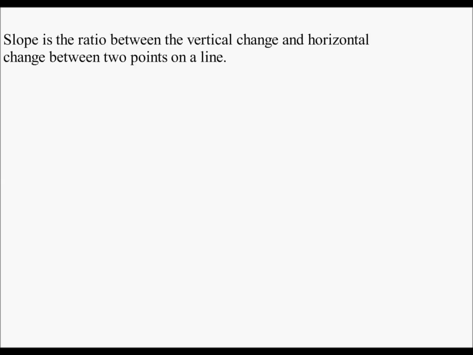Slope is also referred to as the rate of change. Let's look at the definition of slope. Slope is a ratio between the vertical change and the horizontal change between 2 points on a line.